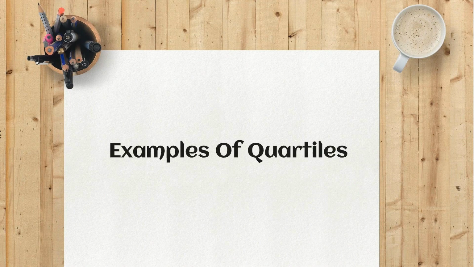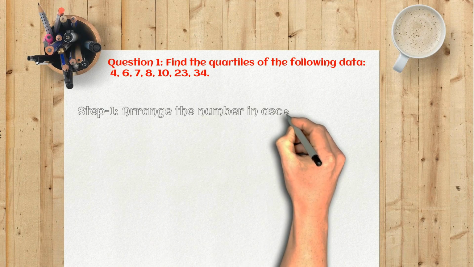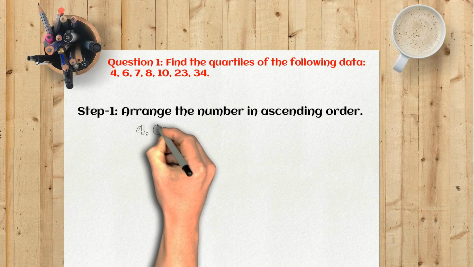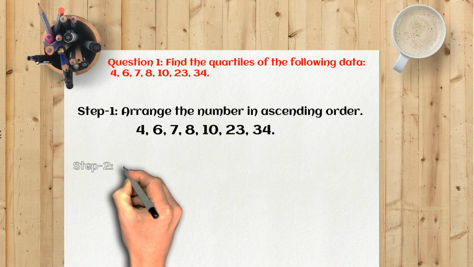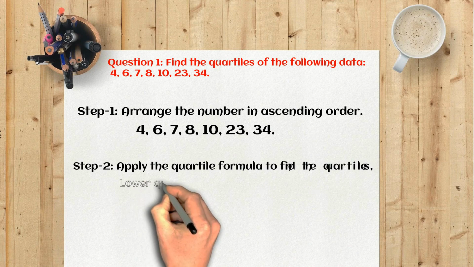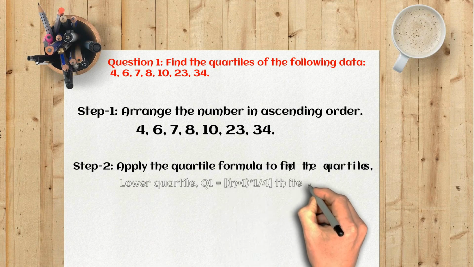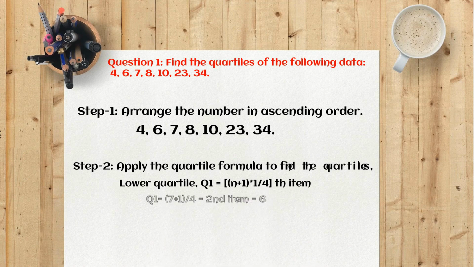Examples of quartile. Question 1. Find the quartiles of the following data: 4, 6, 7, 8, 10, 23, 34. Step 1. Arrange the numbers in ascending order: 4, 6, 7, 8, 10, 23, 34. Here the numbers are arranged in ascending order, and the number of items, n, equals 7.